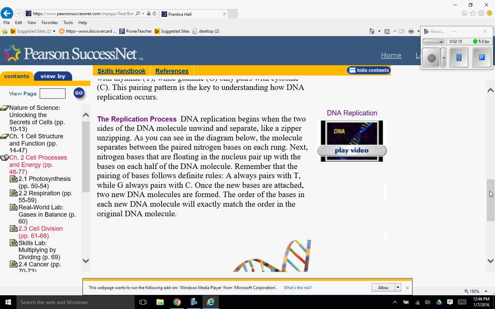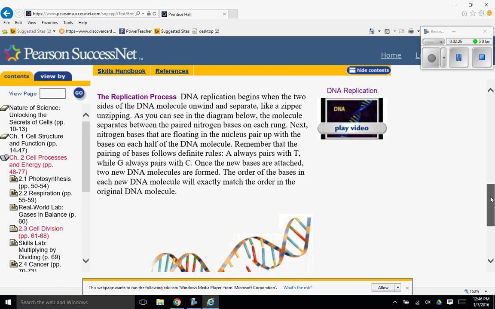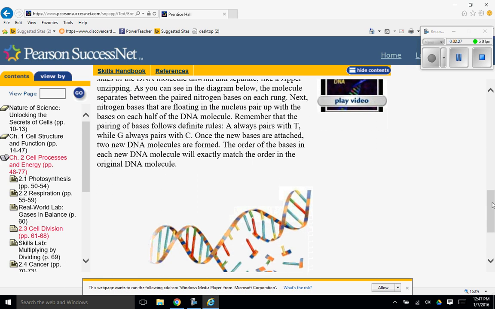The replication process. DNA replication begins when the two sides of the DNA molecule unwind and separate, like a zipper unzipping. As you can see in the diagram below, let me get to that diagram, the molecule separates between the paired nitrogen bases on each rung.